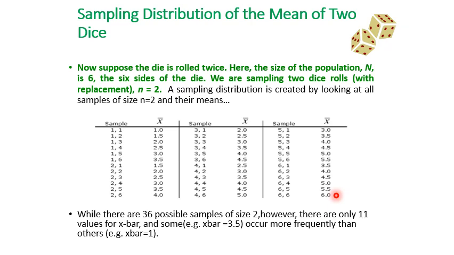For example, if you notice the values of x bar in the display table, you can notice that the value of x bar 3.5 occurs more frequently than the value of 1, for example. So some values are more frequent than the other ones. Now we will try to construct the sampling distribution of the sample mean. By the sampling distribution, as we said before, we will try to list the different values of x bars, the different values for the sample mean, and their corresponding probabilities.